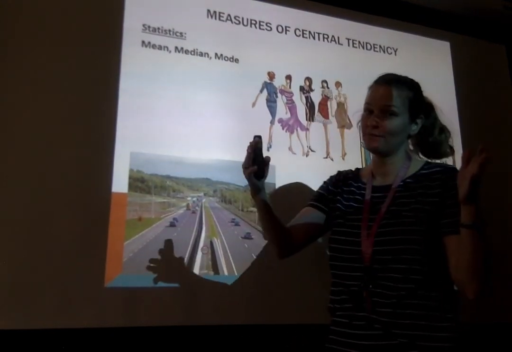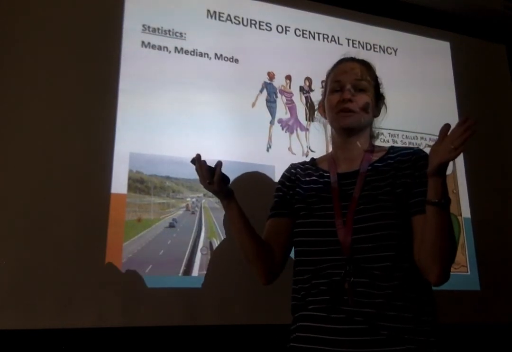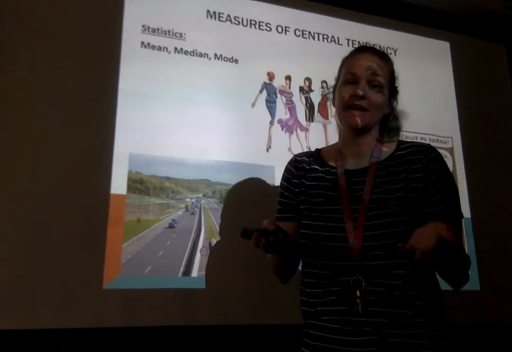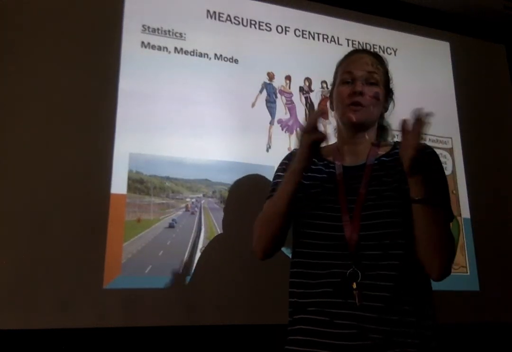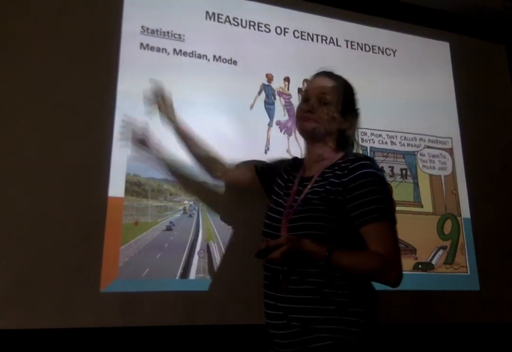That's when you take all of them, you add them together, and you divide them by however many you have. So if you have 10 numbers, you add them all together, and then you divide them by 10. If you have 15 numbers, you add all 15 together, and then you divide it by 15. And that gives you the mean.